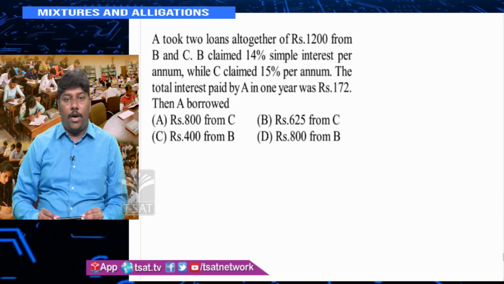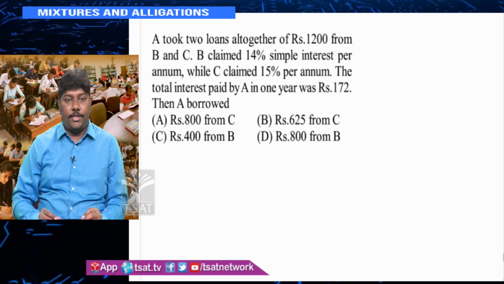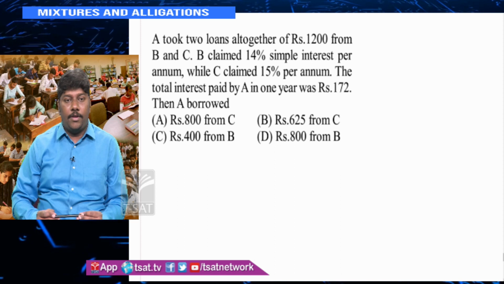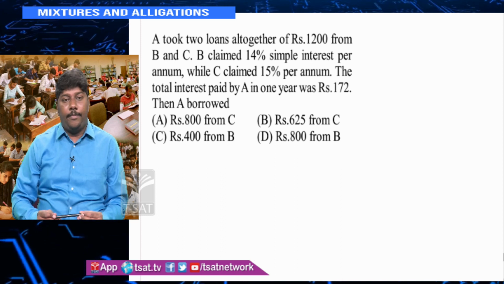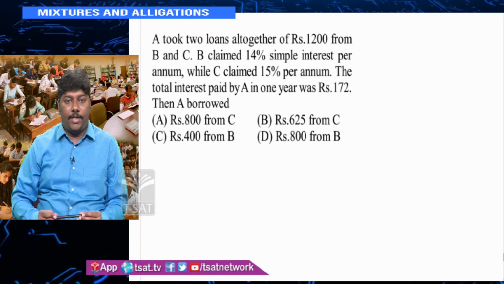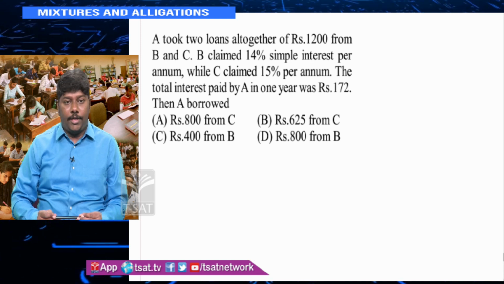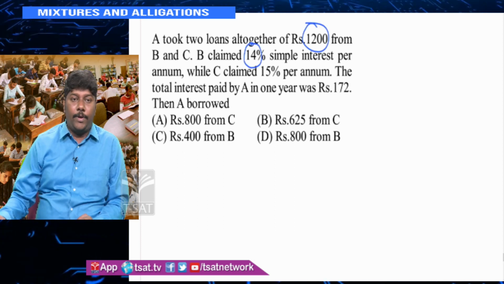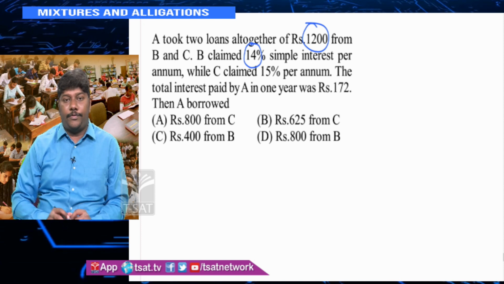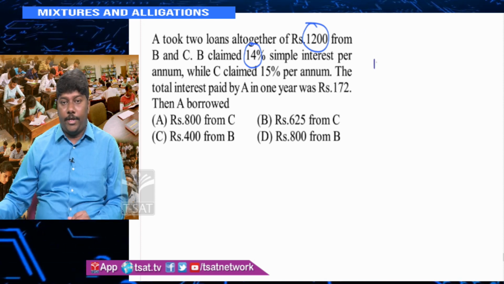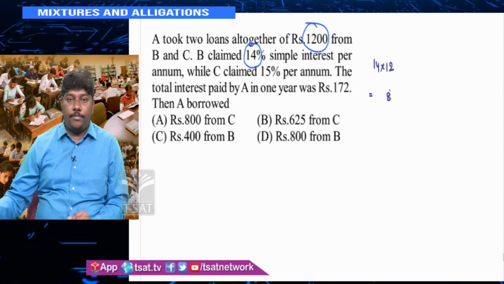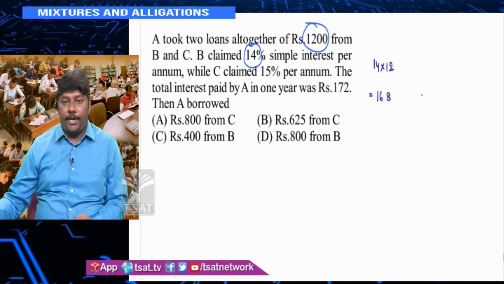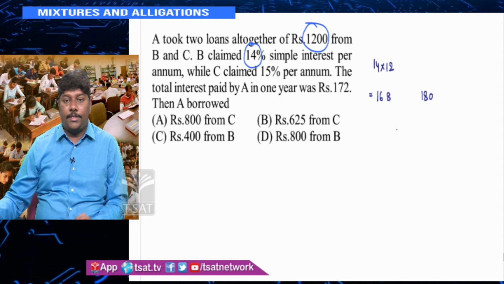A took 2 loans altogether 1200 from B and C. This is actually simple interest and compound interest, but it uses the logic of mixtures and alligation. B claimed 14% simple interest per annum, while C claimed 15% per annum. Find the total interest paid by A in 1 year. Find out what 14% on 1200 is. 14 times 12: 14 twos are 28, then after that 168. Find out 15% of 1200, that is 15 twelves are 180. You are going to get 172.